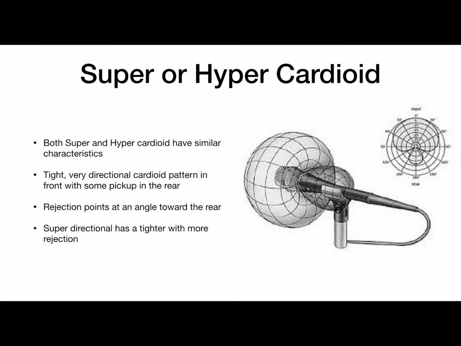Lastly, we come to super and hypercardioid. These two polar patterns have very similar characteristics, with supercardioid being a more extreme version of hypercardioid. The core of the frequency response in front is cardioid, however, there is a distinct sensitivity in the back. Hypercardioid and supercardioid tend to be a little bit more sensitive to ambient noise in the rear because of that, but have much more rejection on their sides at various degrees. The front of this microphone tends to be much more directional, thus placement is important.